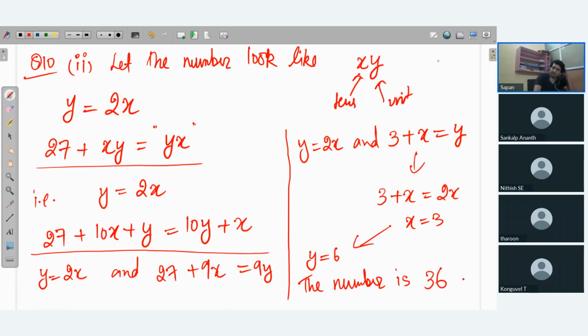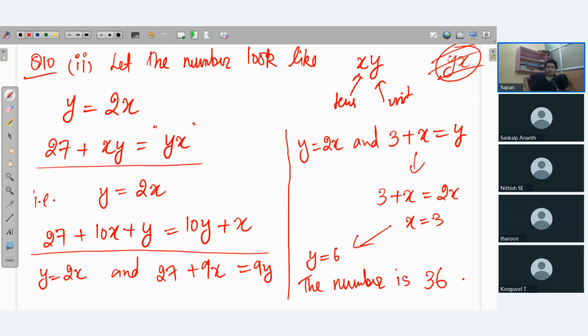Then you might have started with yx, the number yx. Yes, sir. No, I didn't, but still the number should be correct. It's not wrong. 36, yeah, 36 I got, sir. And actually, this is one formal way.